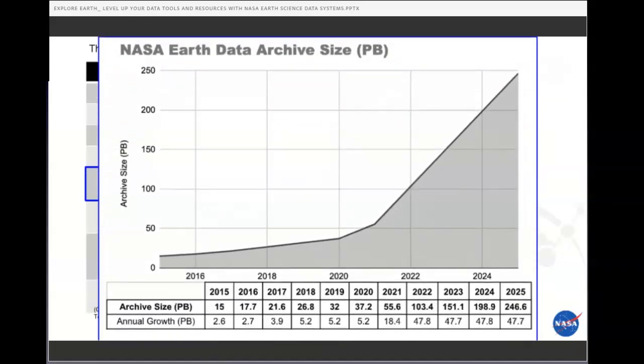Now take a look at this. Along the x-axis is time. Along the y-axis is our archives, our collections of data in terms of size in petabytes. In 2015, our archive size, or the volume, was 15 petabytes. 10 years later, look at the projected number of petabytes of data in 2025. Almost 250 petabytes of data will be collected about Earth science.